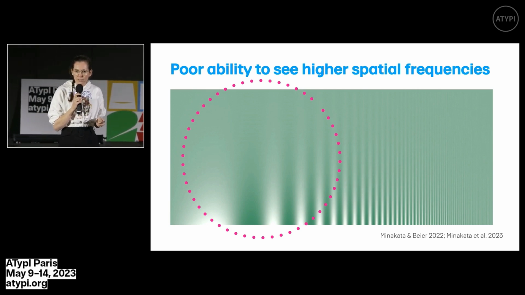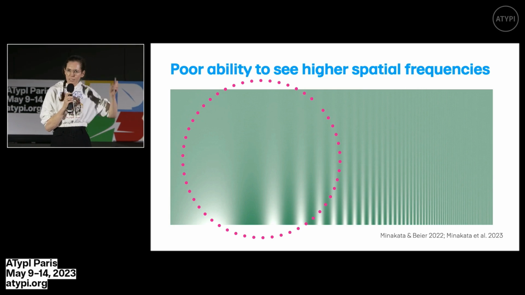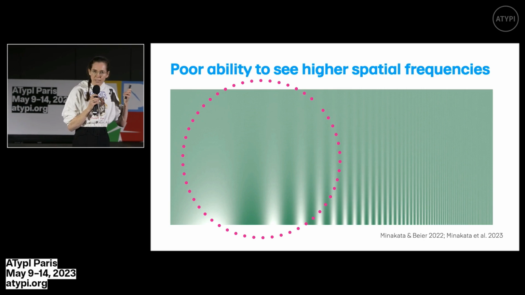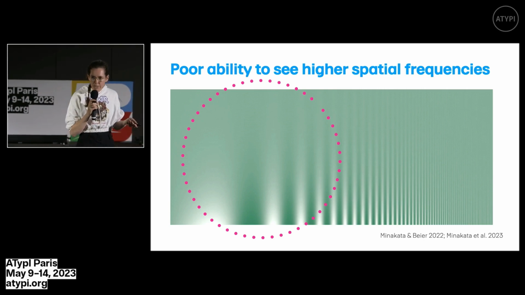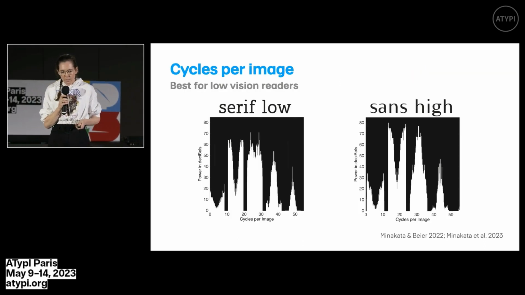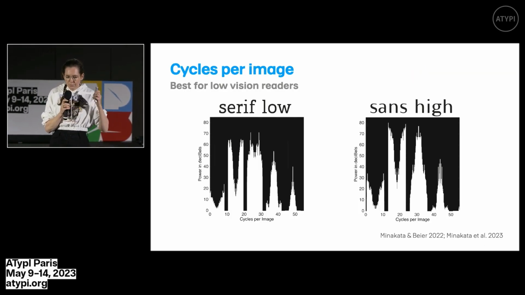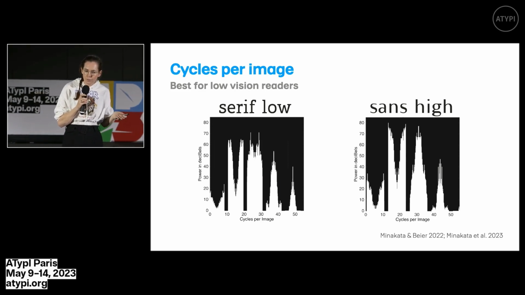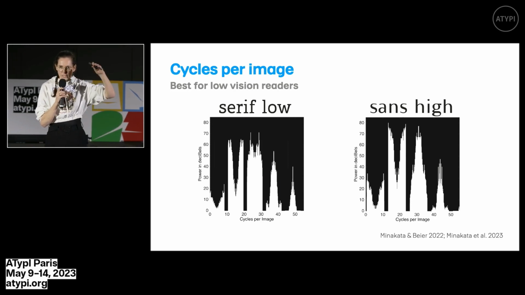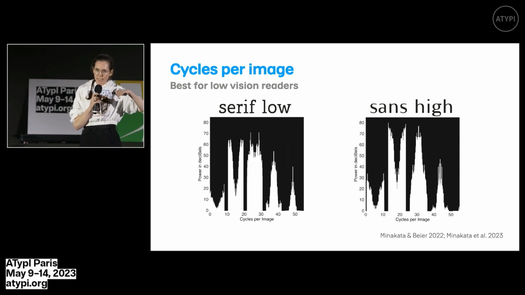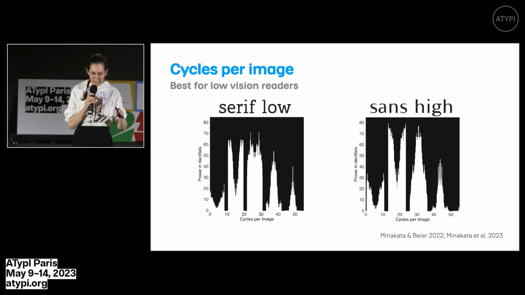So if we have a font where the power is actually at the lower end of the spectrum, then that could explain why that font was easier for the low vision people to read compared to normal vision readers. So with that thought, we visualized the power of the spectrum as a function of cycles per image. We have these peaks, and when we have the higher peaks, that means that there's a lot of data in the font for that specific area.